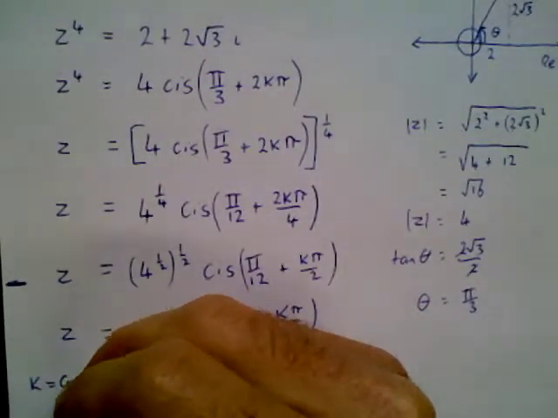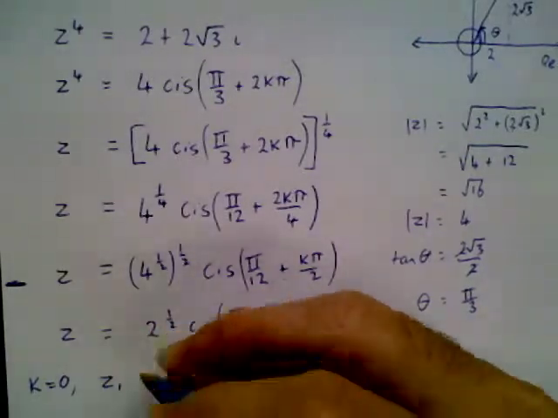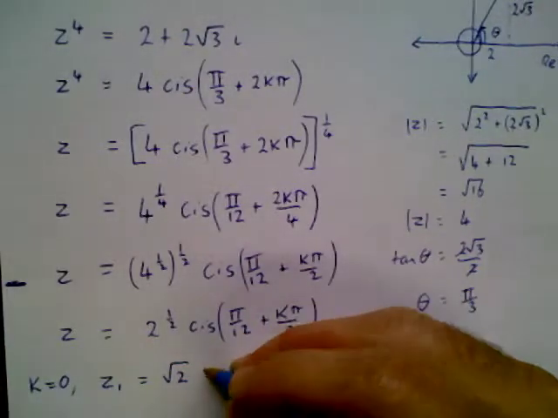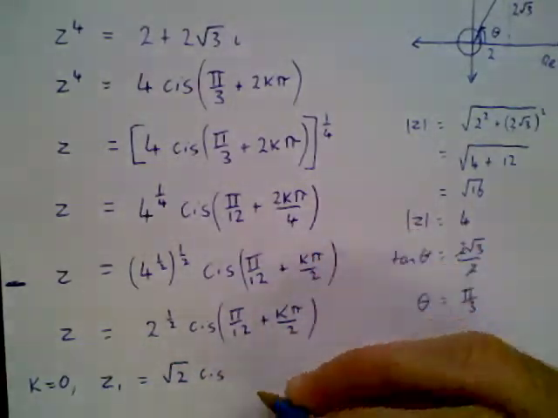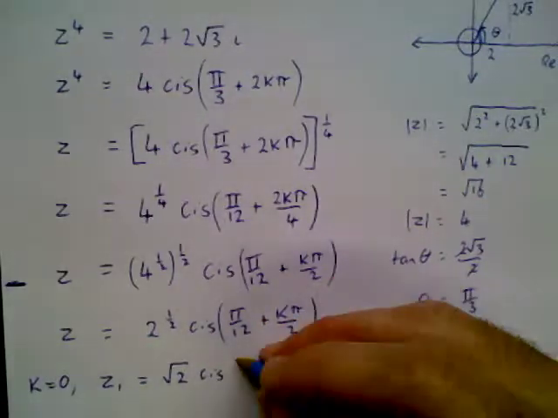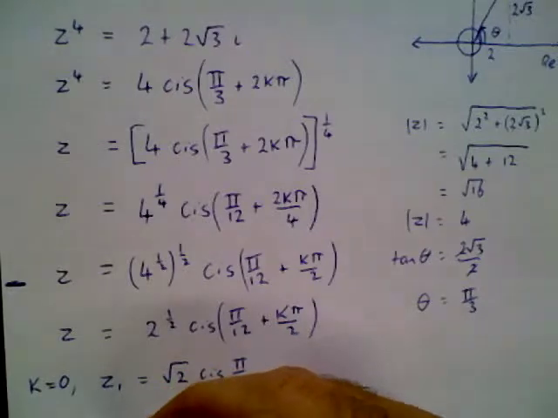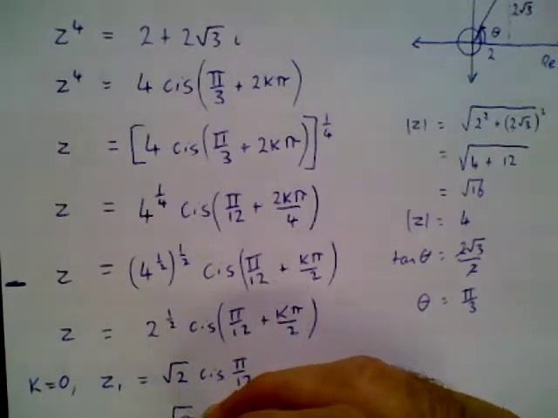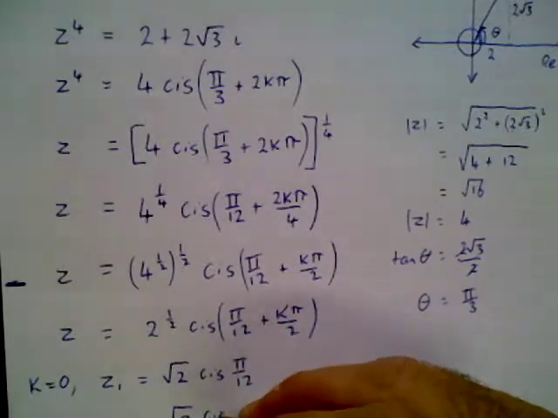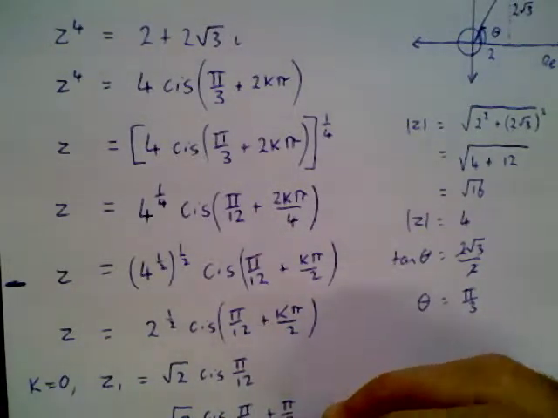So when k is equal to 0, let's call that z1 for our first solution. 2 to the half is really just square root of 2. So we've got root 2 cis. And when k is equal to 0, this term becomes 0. So cis pi on 12 is our first solution. z2, we'll have root 2. This time we're going to use k is equal to 1. So we'll have cis pi on 12 plus pi on 2.